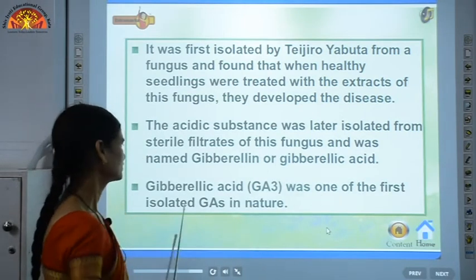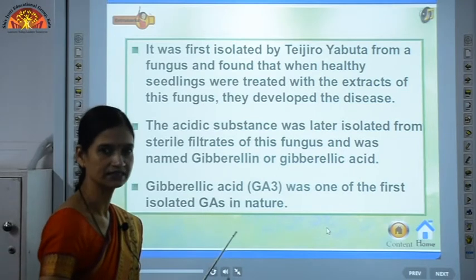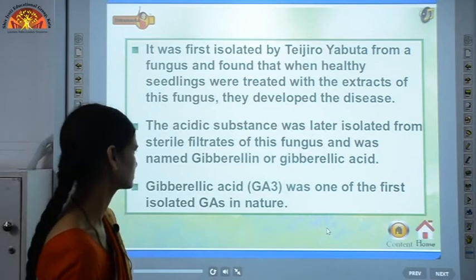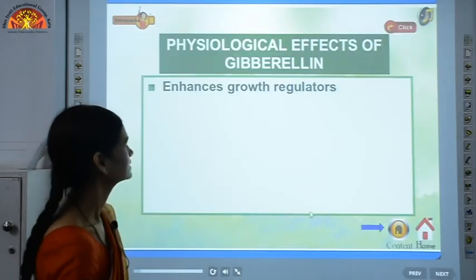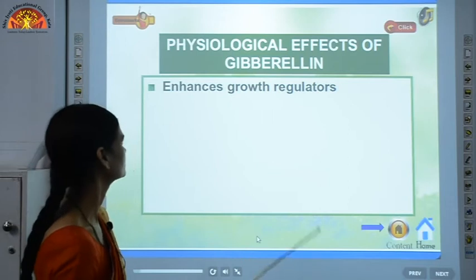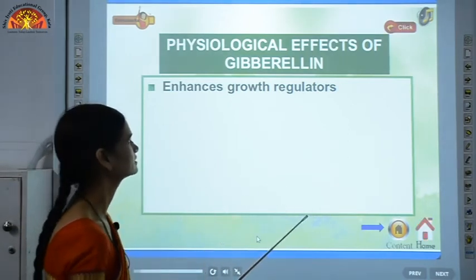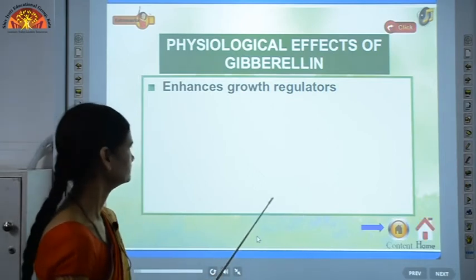Gibberellic acid was one of the first isolated GAs. The first gibberellic acid था GA3. This was the first discovered. Now we'll see the physiological effects of gibberellin. It enhances growth regulators, that means जो growth regulators हैं उनको enhance करेगा.